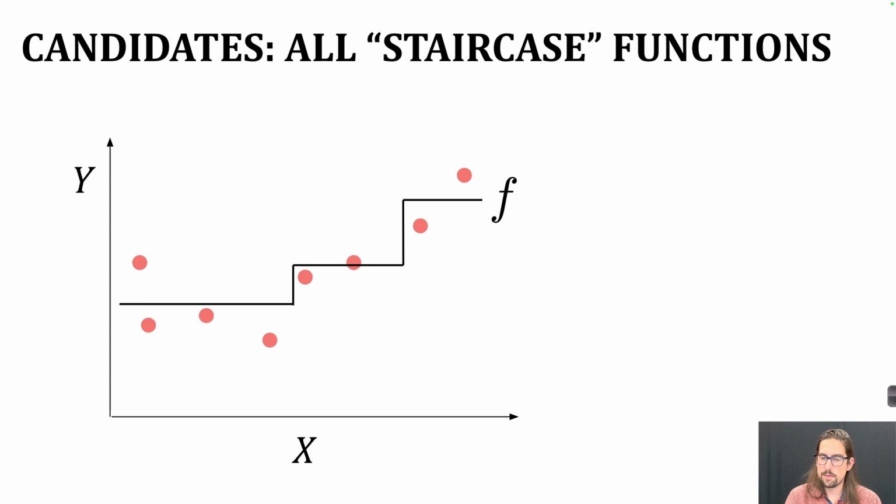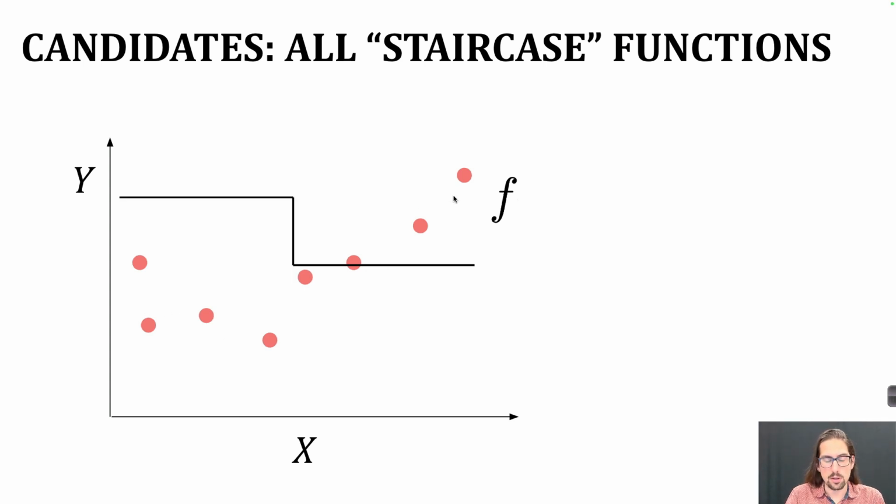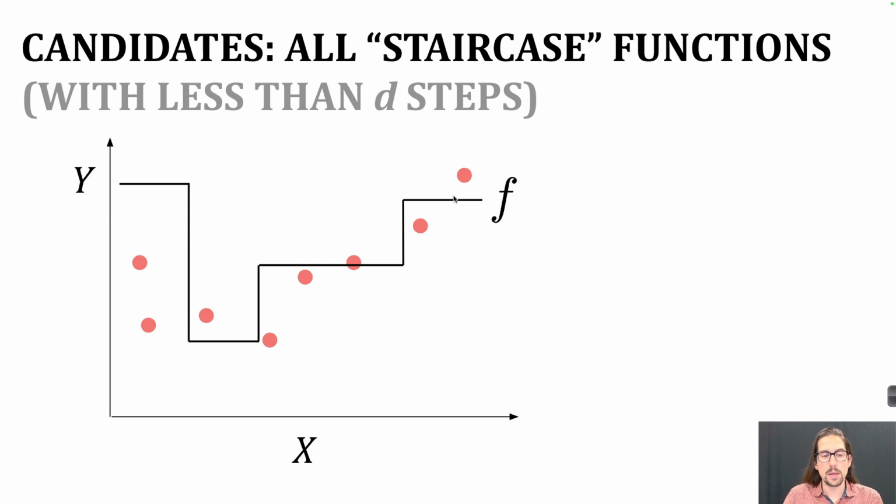So, candidate functions. We already saw for linear regression, we're considering all lines. But of course, all lines, that's a bit limiting. Why don't we consider instead all staircase functions? A staircase could be going up, it could be going down, it could go down and up. What we mean is a function that is piecewise constant, and maybe let's say it has less than d number of steps. So these flat bits here.